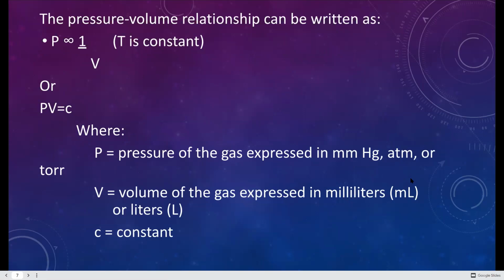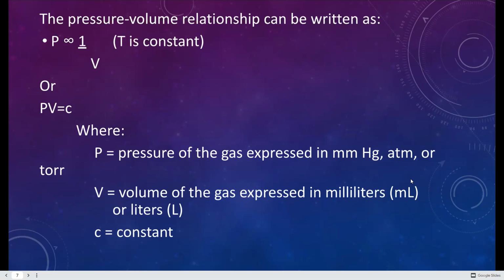The pressure-volume relationship can be written as: pressure is inversely proportional to volume, or PV is equal to C, where P is the pressure of gas expressed in millimeters of mercury, atm, or torr, V is the volume of gas expressed in milliliters or liters, and C is the constant. How could that be possible? How can you formulate that formula?